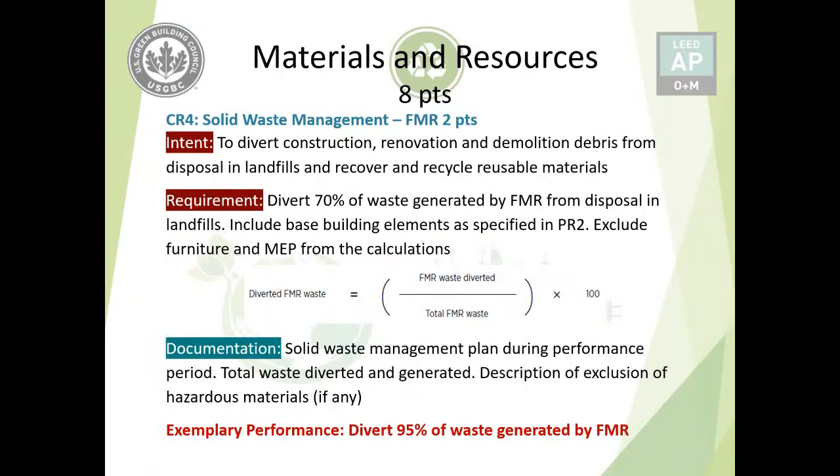So we had a plan before for the prerequisite, and it should also be followed during the performance period. Total waste should be known in order to calculate the waste diverted, and description of exclusion of hazardous materials, if any. Some materials like asbestos or others, if available on site, are to be excluded from both the calculations, from the total waste and also from the waste diverted. An exemplary performance of 1 point can be earned if you are able to show that you have diverted 95% of waste from facility maintenance and renovation activity.